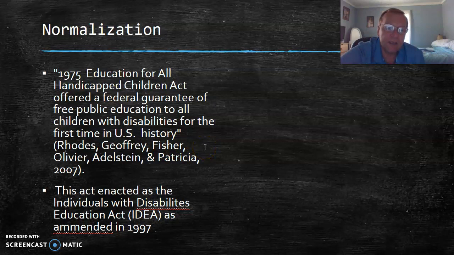One thing we have to keep in mind is that there are laws on normalization. In 1975, the Education for All Handicapped Children Act offered a federal guarantee of free public education to all children with disabilities for the first time in U.S. history. This was from Rhodes, Jeffrey, Fisher, Oliver, Adelstein, and Patricia in 2007. But the Education for All law was then enacted as the Individuals with Disabilities Education Act, called IDEA, as amended in 1997.